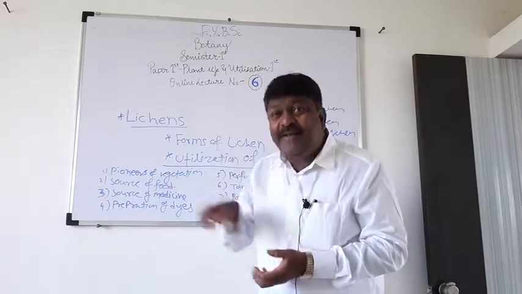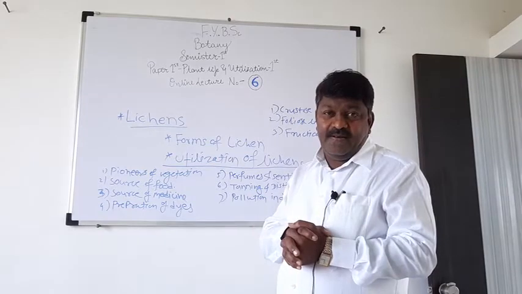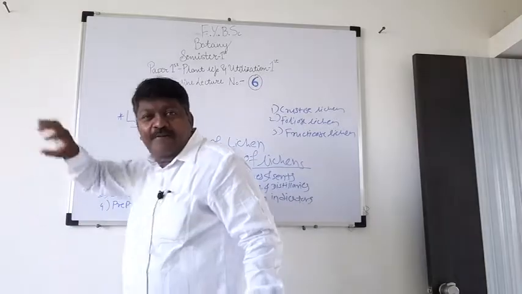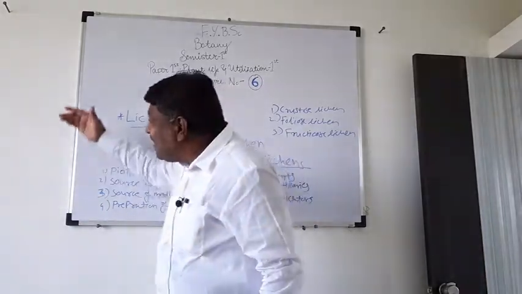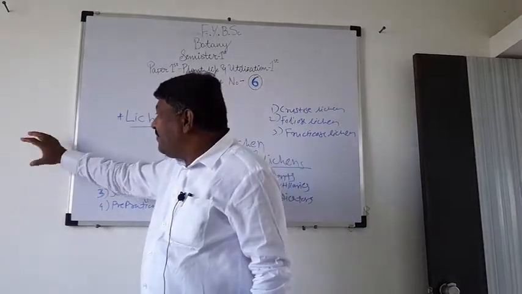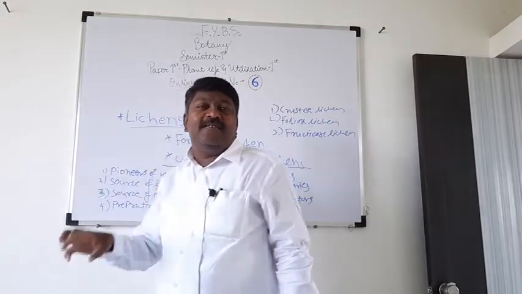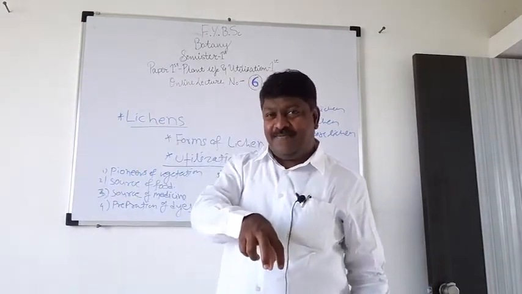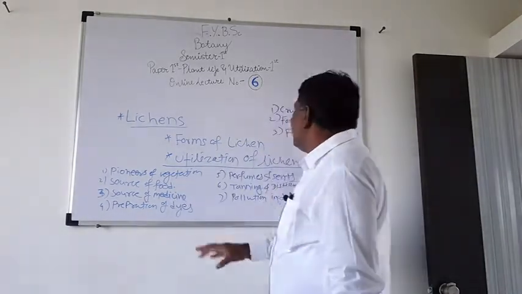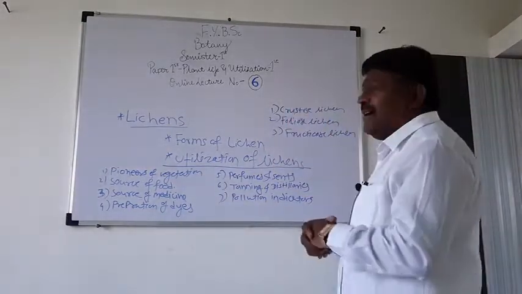It appears to be paint on substratum. Suppose this is the paint on such wall. We can't remove such paint without breaking the wall. Similarly, such thallus is closely attached to substratum. The thallus is crustaceous, and therefore such lichens are called crustous lichen. This is about crustous lichen.